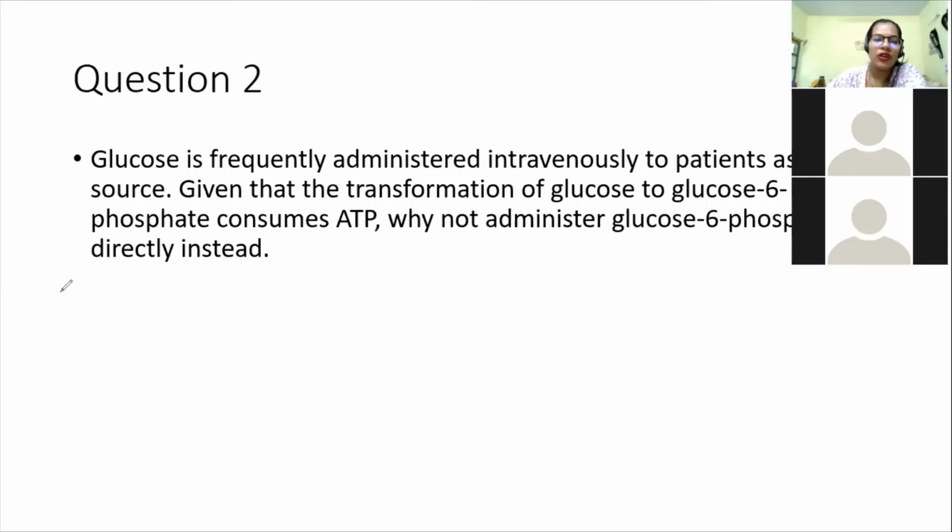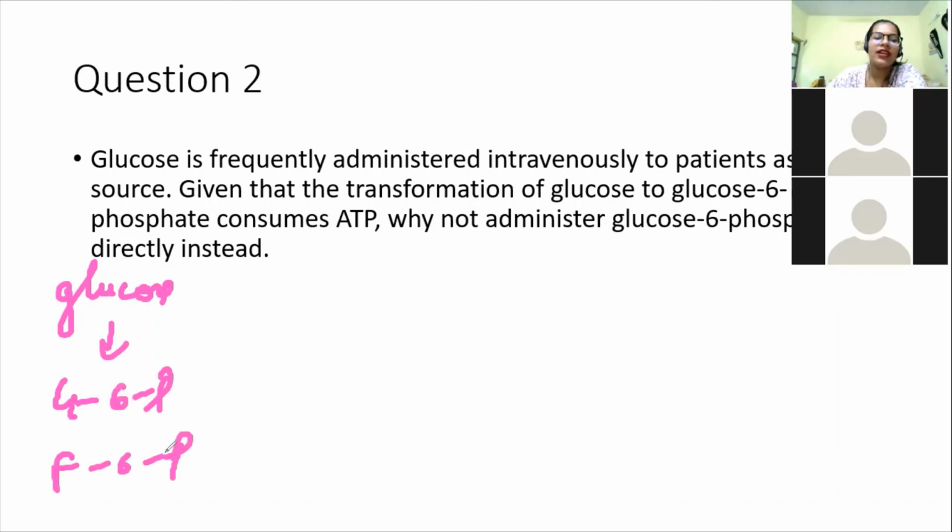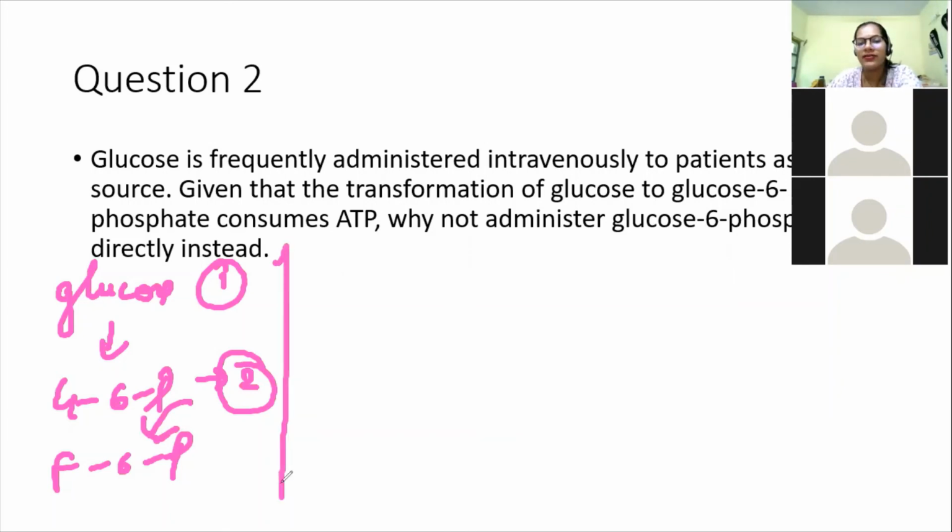For those who don't know glycolysis, we have glucose, then glucose 6-phosphate, then fructose 6-phosphate, right? So instead of starting from this step, if I give glucose 6-phosphate directly, it will also continue with the glycolysis. So there is no problem with the glycolysis. It is something else. What is it? Something related to membrane transport. Think.